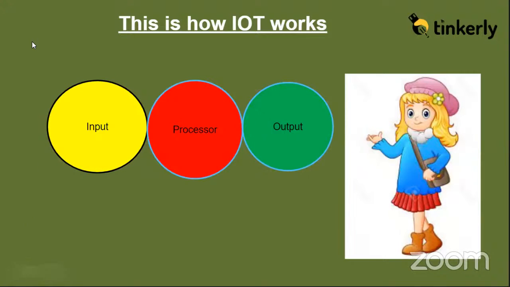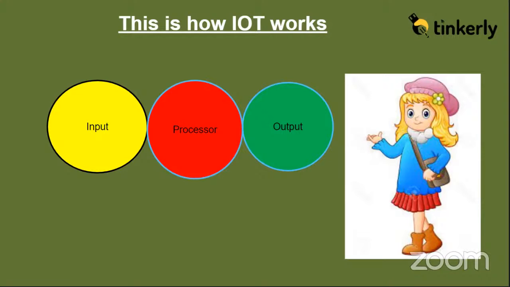Now, let's see how IoT works. So, it consists of input, processor, and output. IoT works like our human body only. Let me give you one example. When we light a matchstick, after a few seconds, when the fire comes close, our fingers start burning. So the burning sensation goes to the brain, and the brain instructs our hands to drop the matchstick, isn't it?